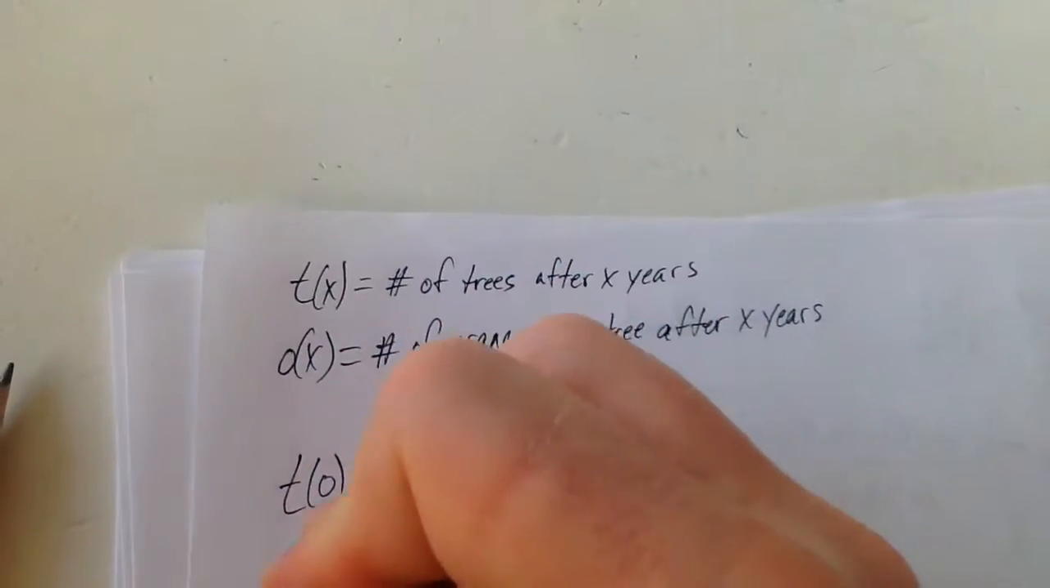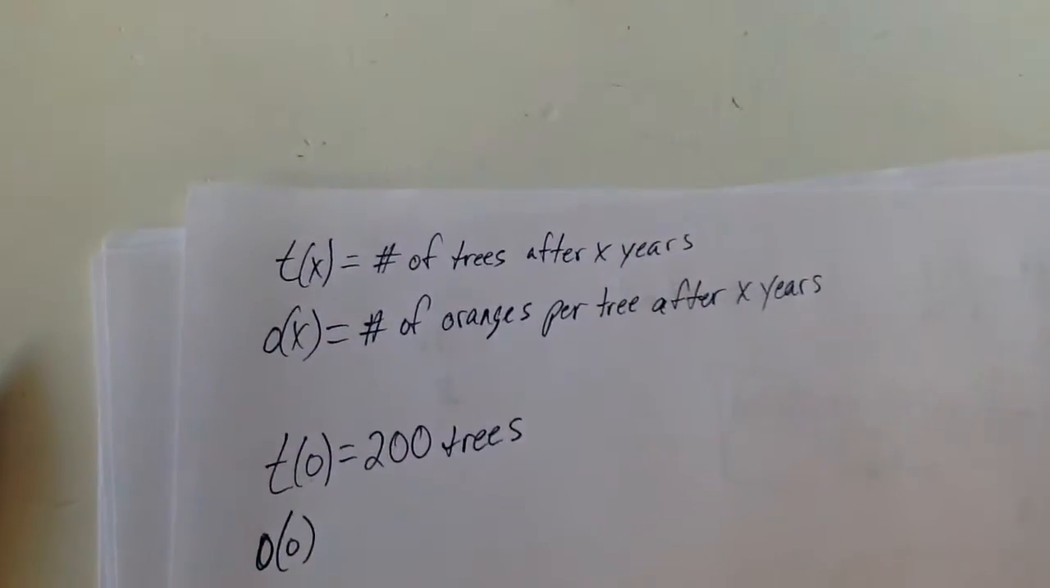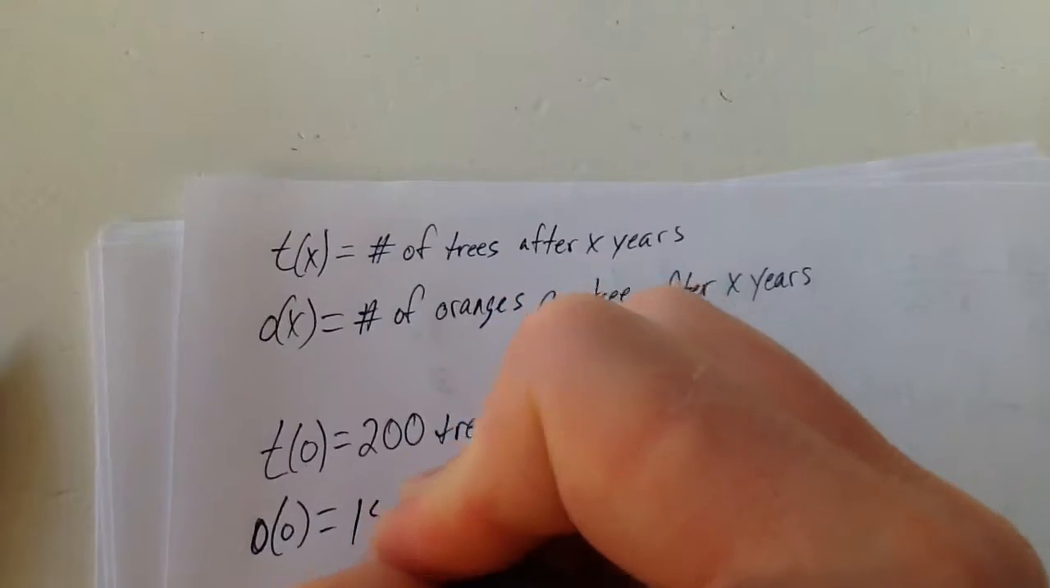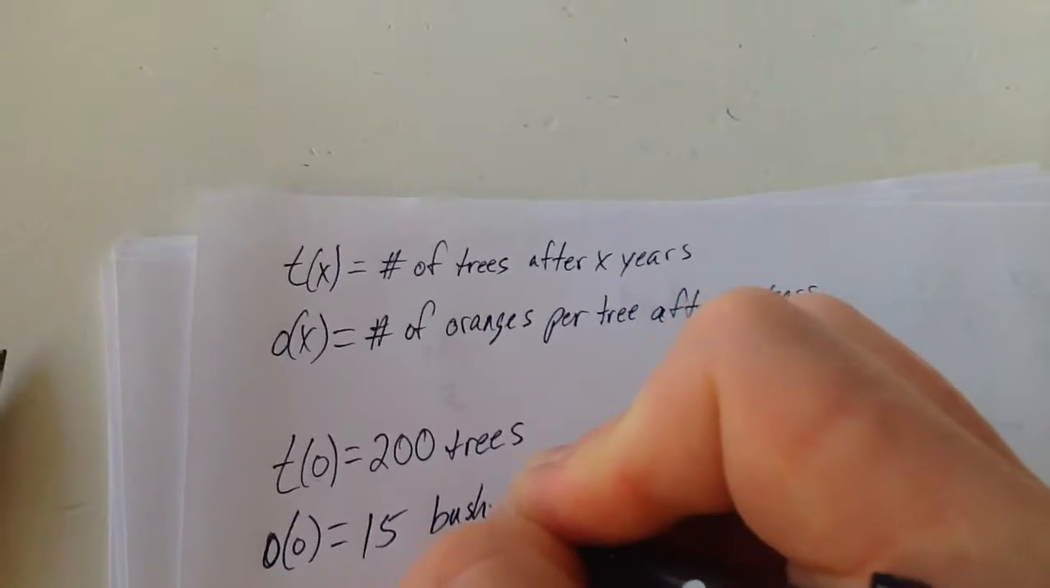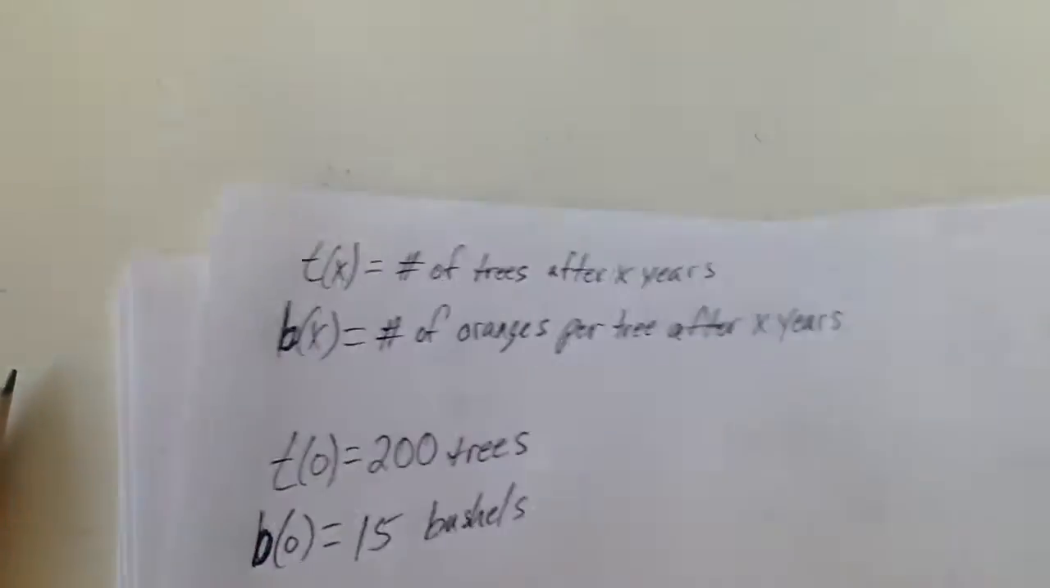We also know that right now, O of 0, that's confusing. I shouldn't have used O. Oh well. She's getting, what did it say? 15 bushels of oranges per tree. Let's change it to a B for bushels. There.